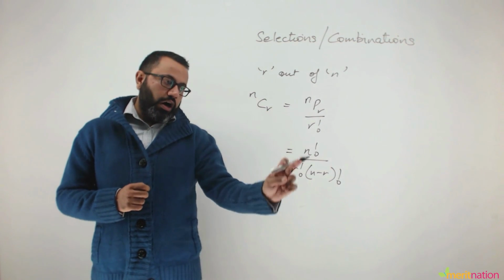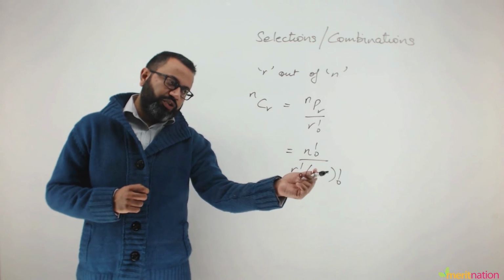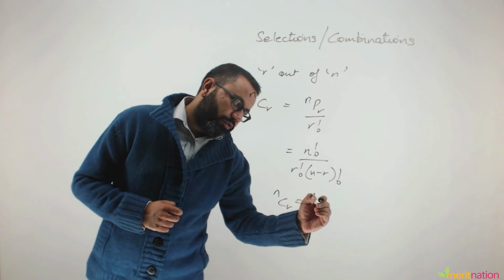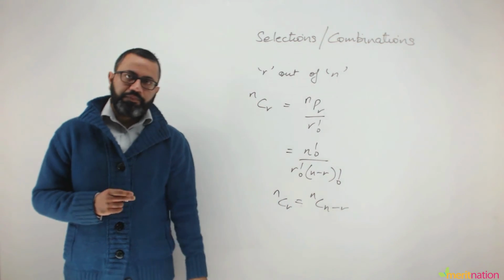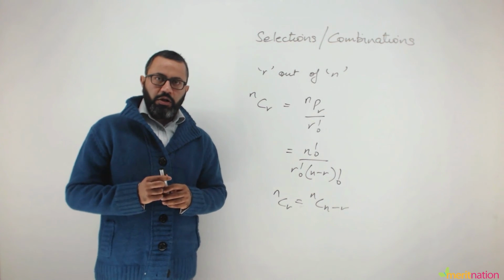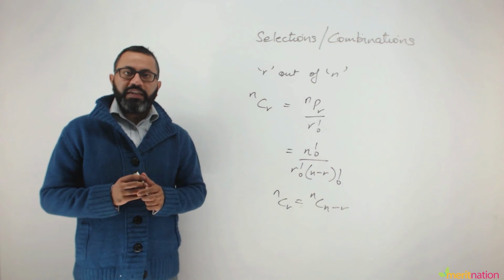Now consider that if R in this expression were replaced by n minus R, these two terms would switch around. So we can say that nCr is equal to nC(n minus R). This is like saying that if we were to select 2 out of 5 people or we were to reject the other 3, those two expressions would be equivalent.